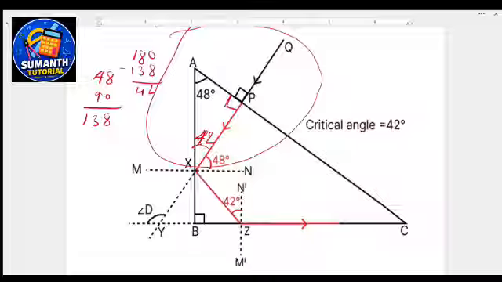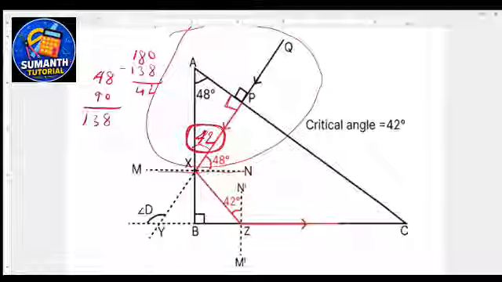So usually when the student sees this one, what they will do, they are going to write like this and they will say that it will retrace the path, but it is wrong. Why is it wrong? This 42 is not the angle of incidence. Angle of incidence is the angle formed between the normal and the incident ray, right? Then how to calculate the angle of incidence?